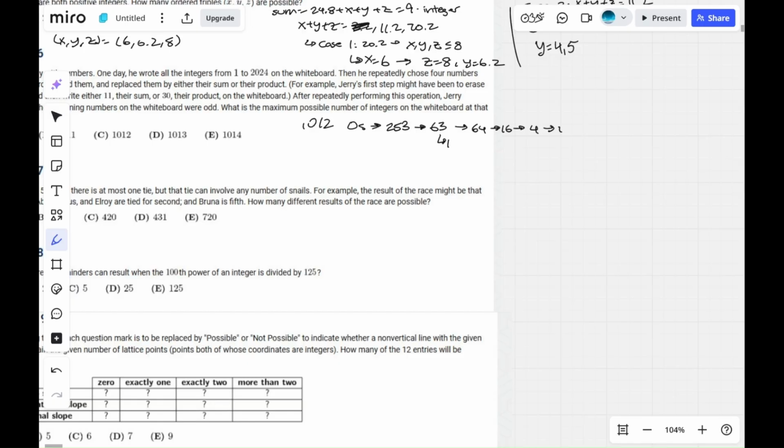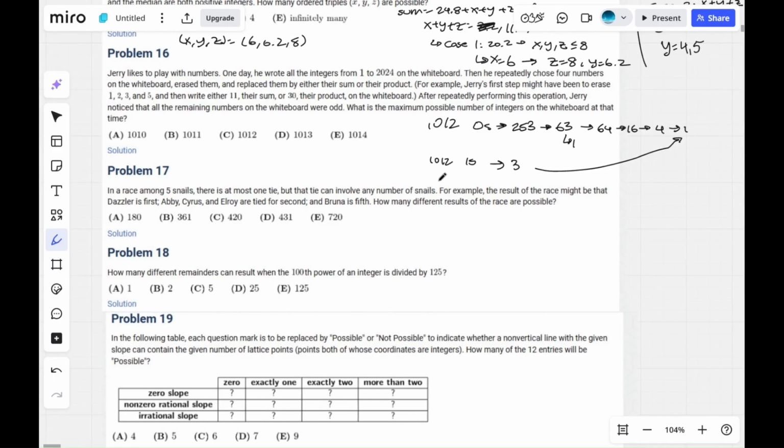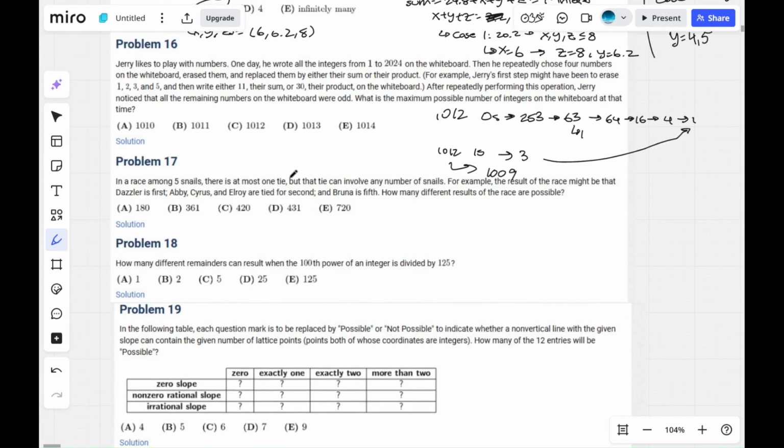So to get rid of this final 0, we need to take 3 ones and add them. So from the 1012 ones, we're taking 3 and combining them with this. So now we're getting an extra odd number 1. So we had 1009, and now we're adding 1 back. So the maximum possible number of integers after all the remaining numbers are odd is 1010, which is A.